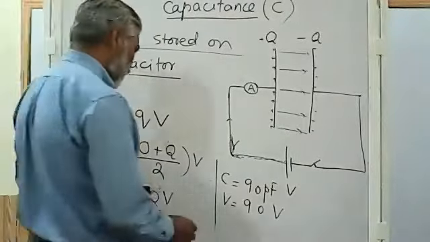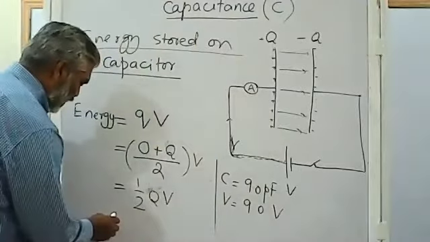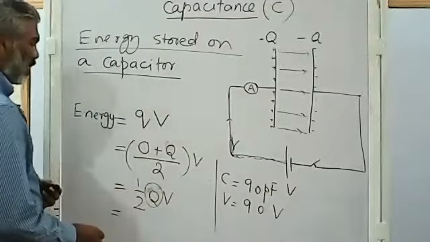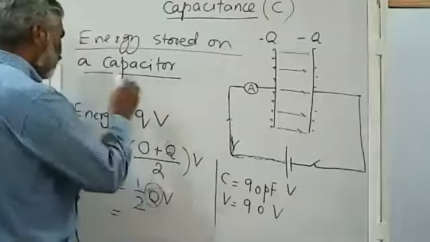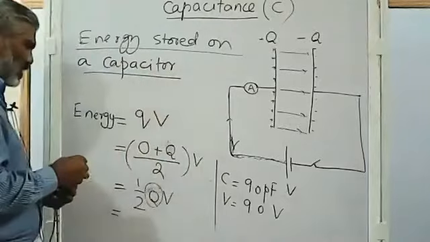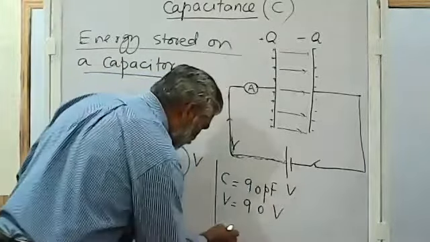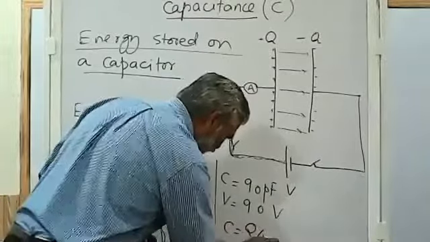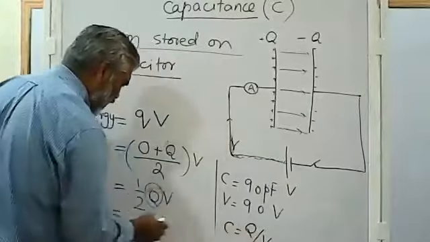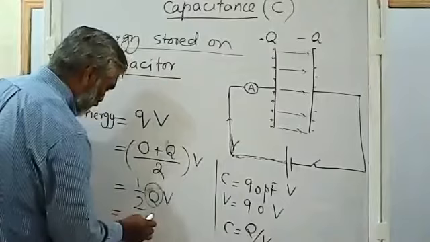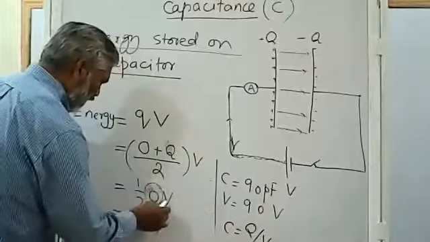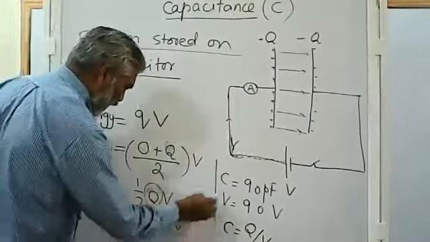So you make a slight change in the expression. Instead of this Q, you go back to the original equation where we wrote Q is equal to CV, this equation. C is equal to Q over V. So this Q can be expressed in terms of capacitance and voltage, and then this same expression will look like 1/2, and Q is equal to CV, so CV square.